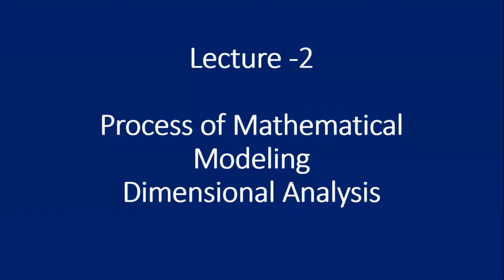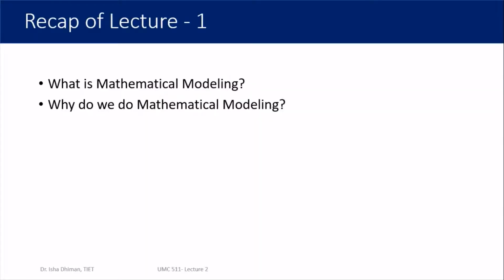So this lecture is all about understanding the process of mathematical modeling, and specifically we will be focusing on dimensional analysis. Before starting, let's have a quick recap of what we covered in lecture 1. In lecture 1, I covered what mathematical modeling is and why we do it. In fact, we put forward 3 questions there: what, why and how, and the what part and the why part we have already answered. From this lecture onwards, we'll be exploring the third part, how to do mathematical modeling.